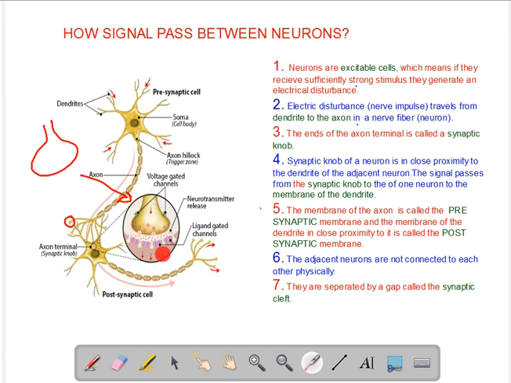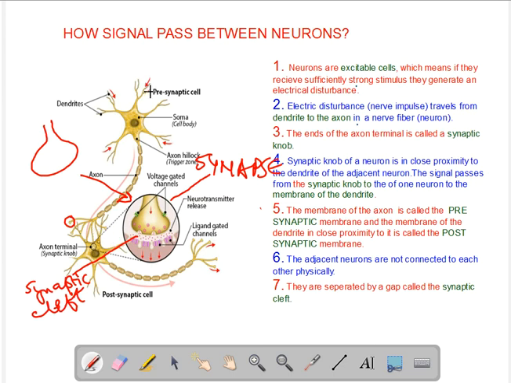Now, this whole structure, the synaptic knob, the gap, and the membrane of the adjacent neuron, which is lying extremely close to the synaptic knob, these three structures together make up something called the synapse. So this whole structure here is called the synapse, and this gap in the middle is called a synaptic cleft. Cleft means a gap.